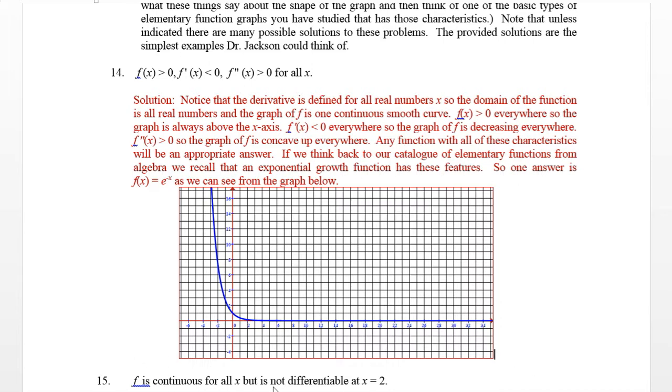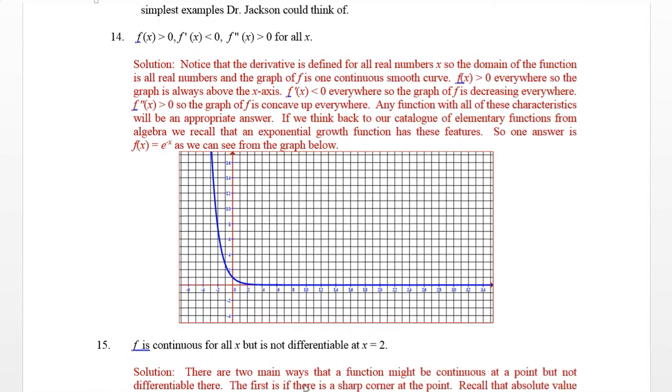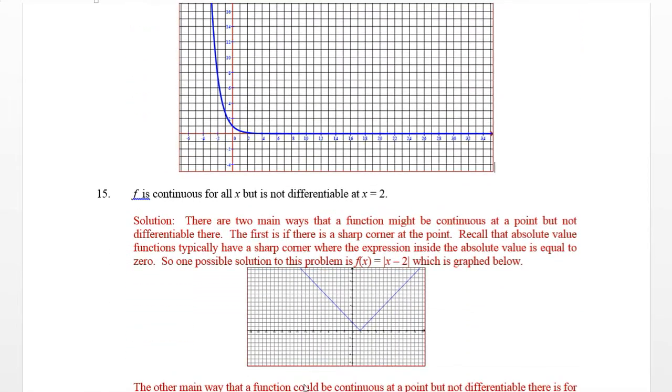Well, this is possible. It could be continuous without being differentiable. In fact, there's basically two main ways that can happen. The first way it can happen is there's a sharp corner there. Typically, absolute value or a piecewise defined function would give us some kind of sharp corner. Absolute value, of course, is a piecewise defined function. So if we did, for example, f of x equals absolute value of x minus 2, that's going to give you a sharp corner there. And notice this function is continuous everywhere, but is not differentiable at x equals 2. It's differentiable everywhere else. Okay, that's the easiest one I can think of. That's not necessarily the only one.